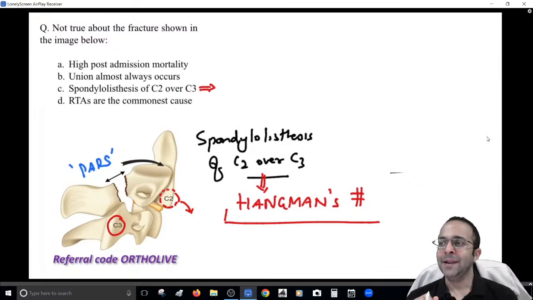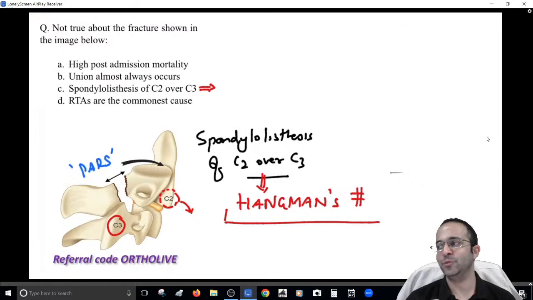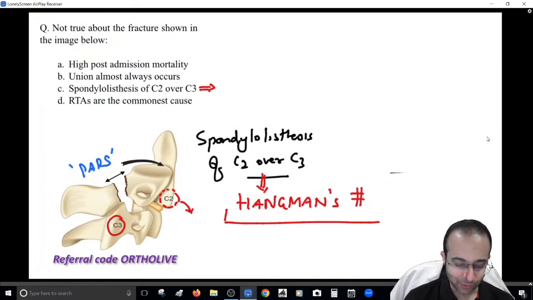So guys, you have to tell me the incorrect thing about hangman's fracture. Yes. So what's the incorrect thing about hangman's fracture? Please. Wonderful, Hiba. So you know what is hangman's fracture. Sanjay, you know what's hangman's fracture. Road traffic accidents are the commonest cause. Absolutely right. So that is the incorrect thing. No, that is not the incorrect thing.